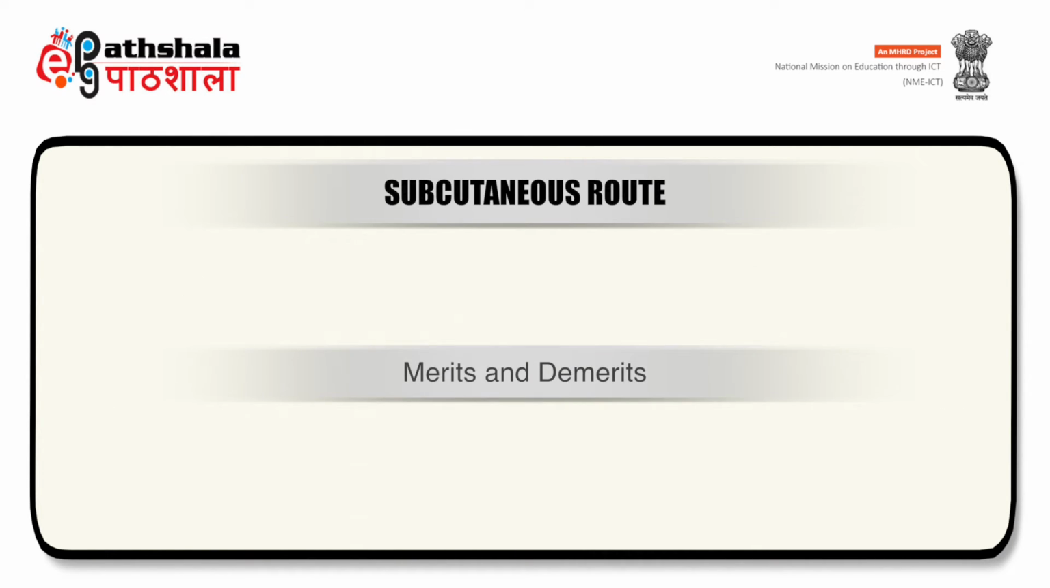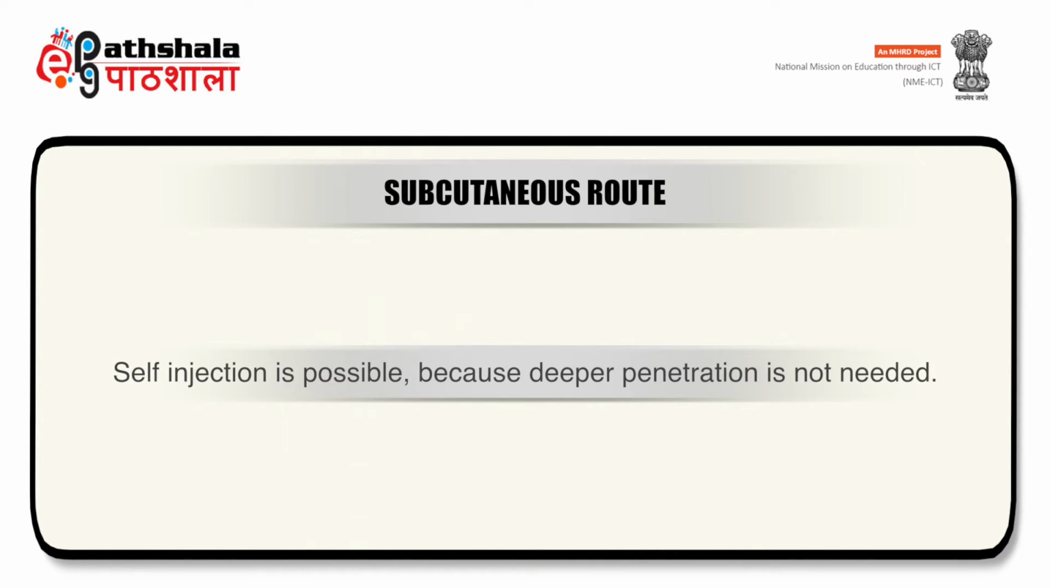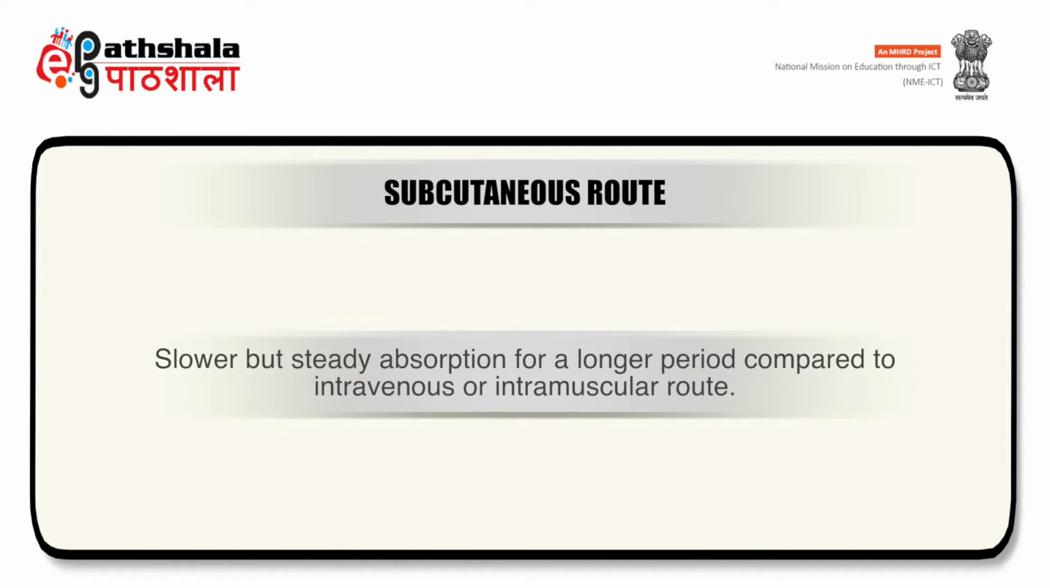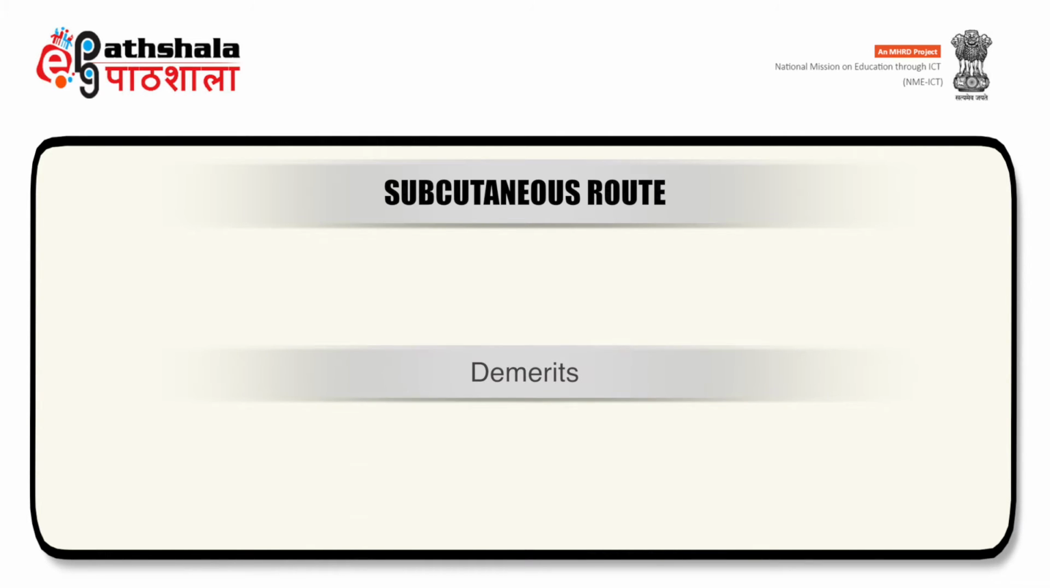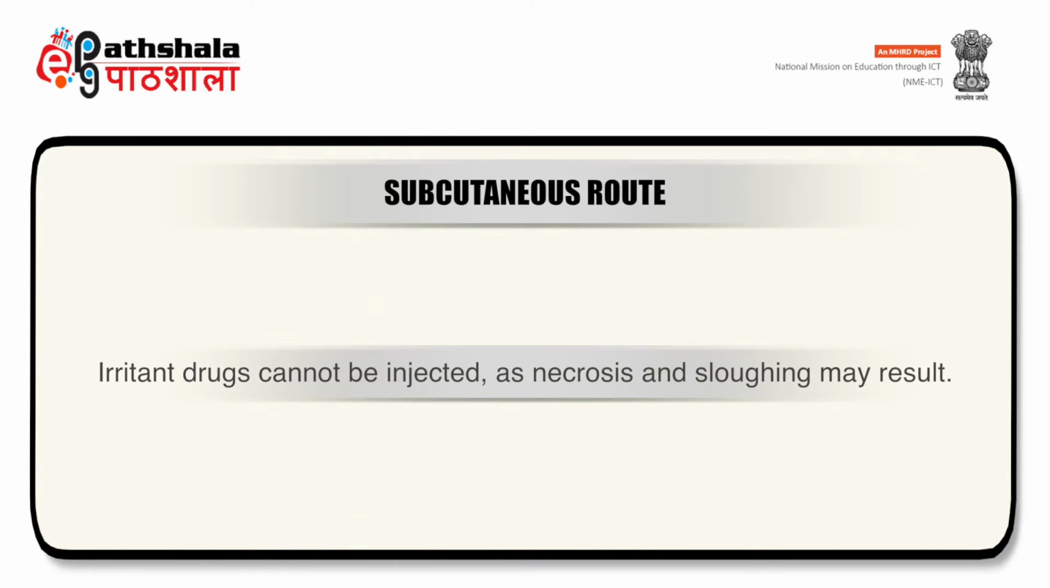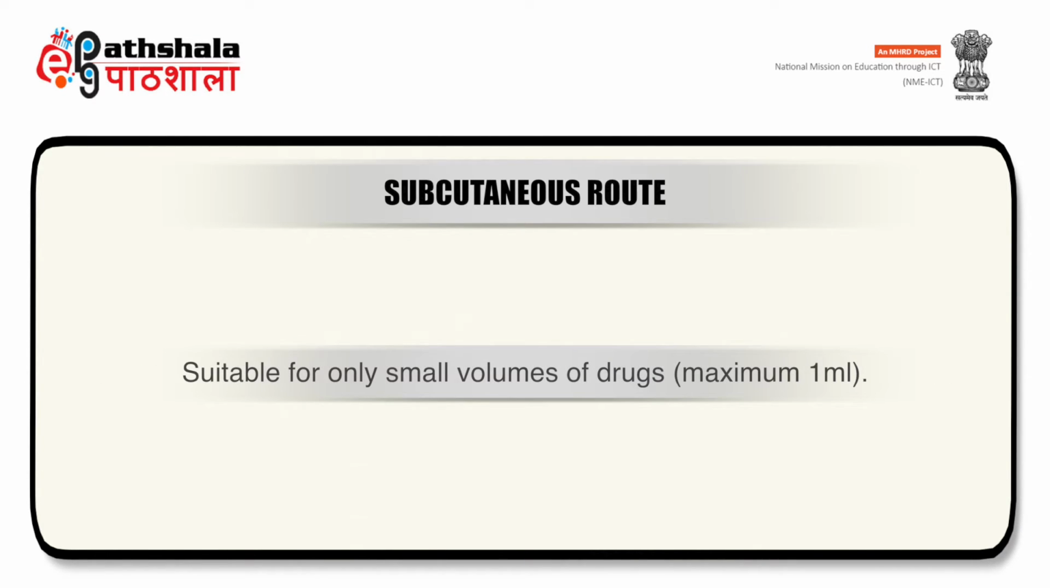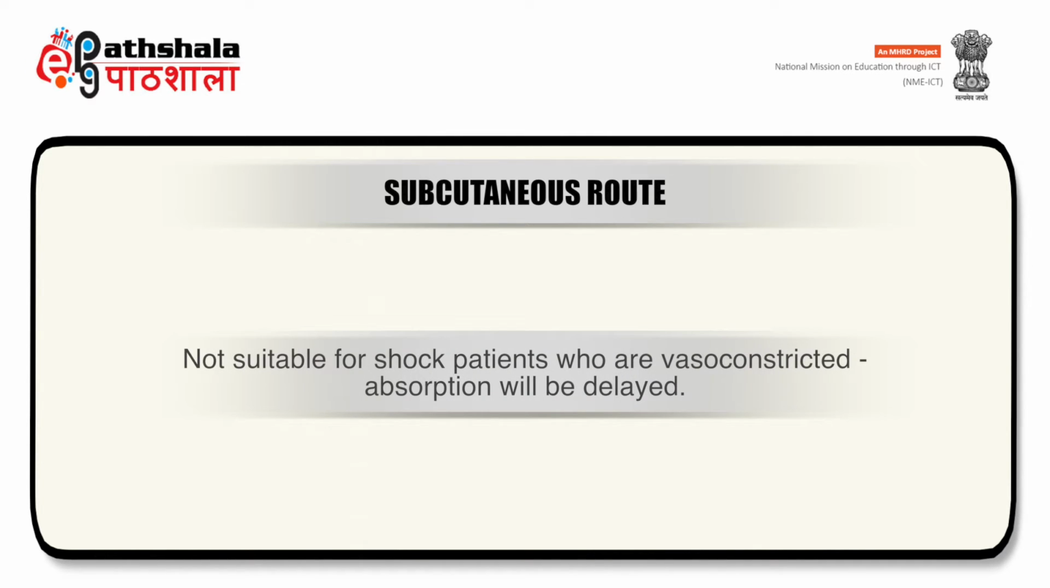Now we will discuss about merit and demerit of subcutaneous route. The merits are self-injection is possible because deeper penetration is not needed, slower but steady absorption for longer period compared to intravenous or intramuscular route. Depot injections and implant of a drug can also be made. The demerits of subcutaneous route are irritant drugs cannot be injected as necrosis may occur, suitable for only small volume of drug, maximum up to 1 ml, not suitable for shock patient who are vasoconstricted and absorption will be delayed.